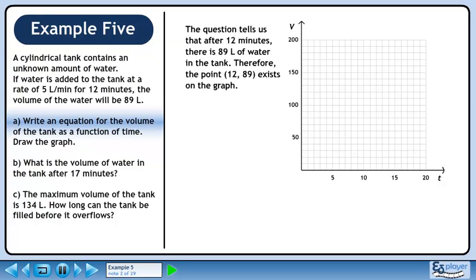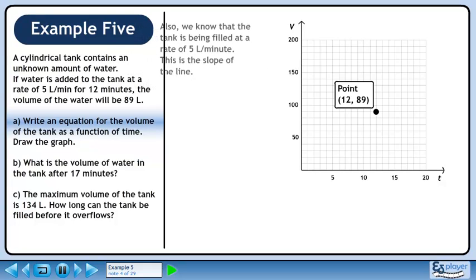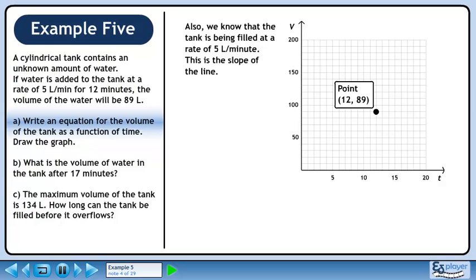The question tells us that after 12 minutes, there is 89 liters of water in the tank. Therefore, the point (12, 89) exists on the graph. Plot the point (12, 89). Also, we know that the tank is being filled at a rate of 5 liters per minute. This is the slope of the line. Let's store the rate so we can reference it later.